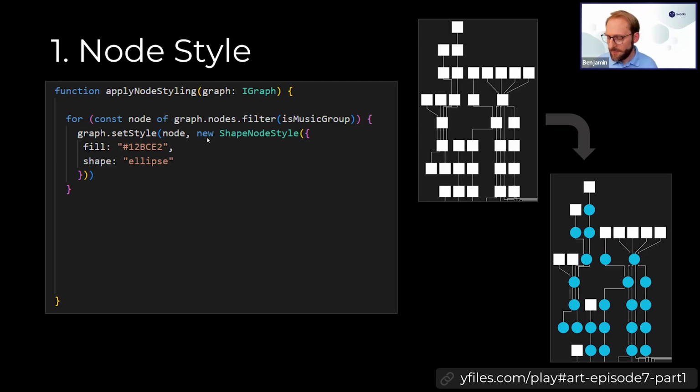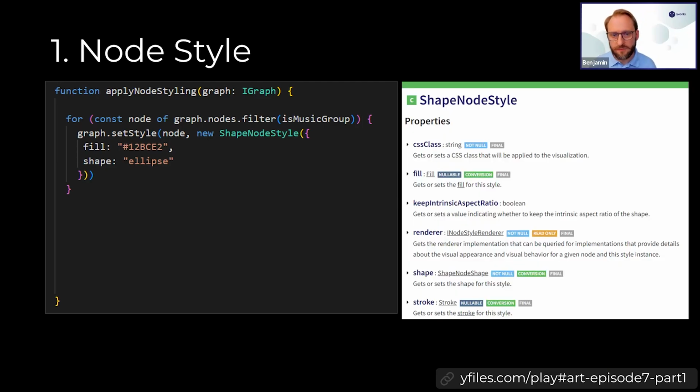And this ShapeNodeStyle has several different properties. So for example, the CSS class, or the shape, or also the stroke, and also a renderer, which is then basically responsible for drawing this node. So if you want to do more advanced things, you can also think about having a look at the renderer here.